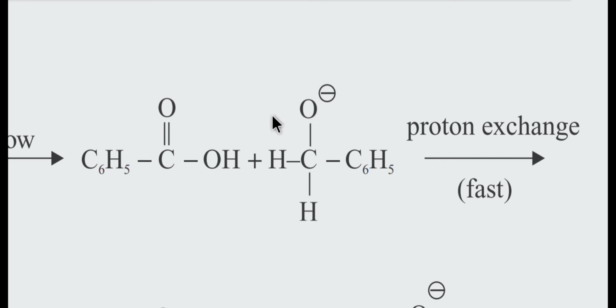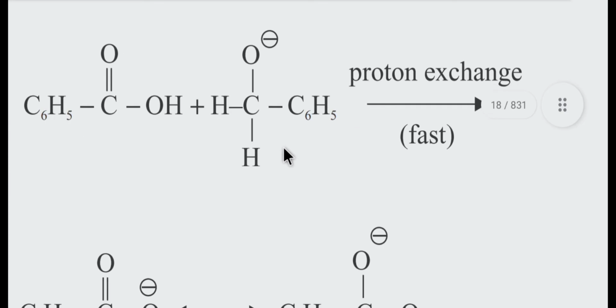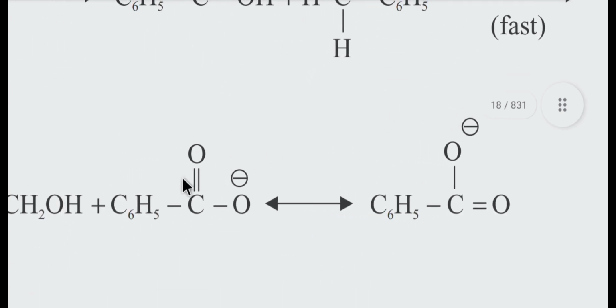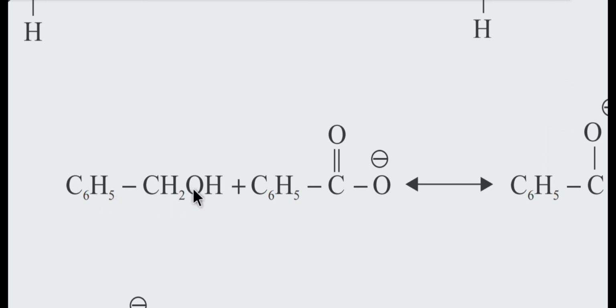When it moves toward this oxygen and attaches with it, it acts as a proton, or as an electrophile. Hydrogen has a positive charge and oxygen has a negative charge, so it will produce a neutral molecule, a neutral OH group. So C6H5CH2OH is produced, and it is also called an alcohol. This compound, C6H5CH2OH, will be produced, that is the alcohol group.